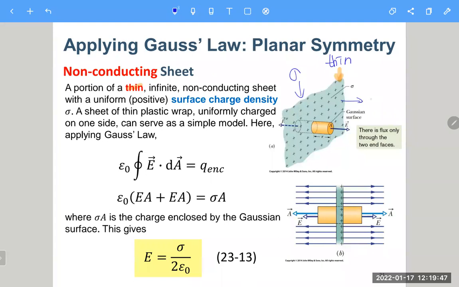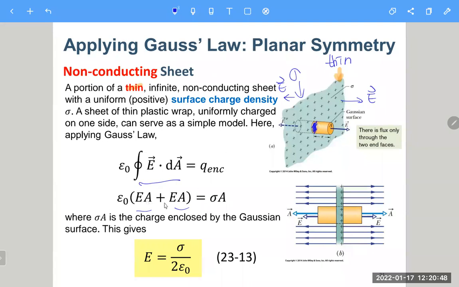As we know, the E field should point to the right side for the right part, and the E field points to the left side for the left part. So the side wouldn't contribute any net flux at all. Only the left face and the right face contribute the net flux. So here, E dot dA will be EA plus EA: one refers to the net flux through the left face, and the other through the right face. So we have EA plus EA equals Q enclosed. Q enclosed here is the charge distributed here, which is sigma times A, where A is the cross-section area.